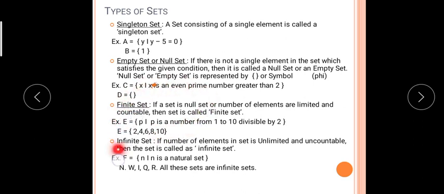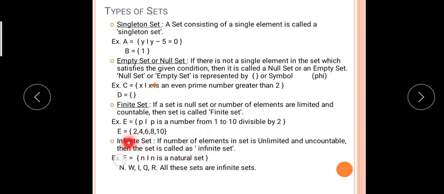Now the next set is an infinite set. If the number of elements in the set is unlimited, uncountable, then we can call it an infinite set. Listen, simply, a set F is a set of all n such that n is a natural number. Then how many elements are there? Natural numbers are unlimited, uncountable, infinite, and therefore it is called an infinite set.